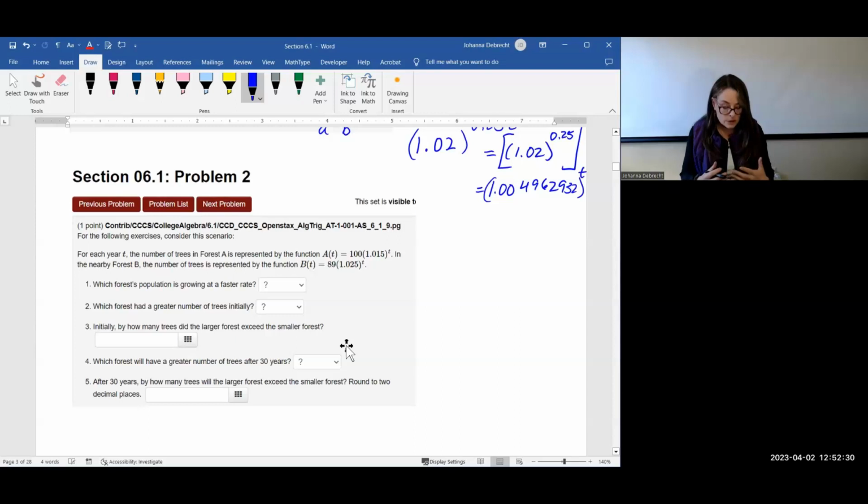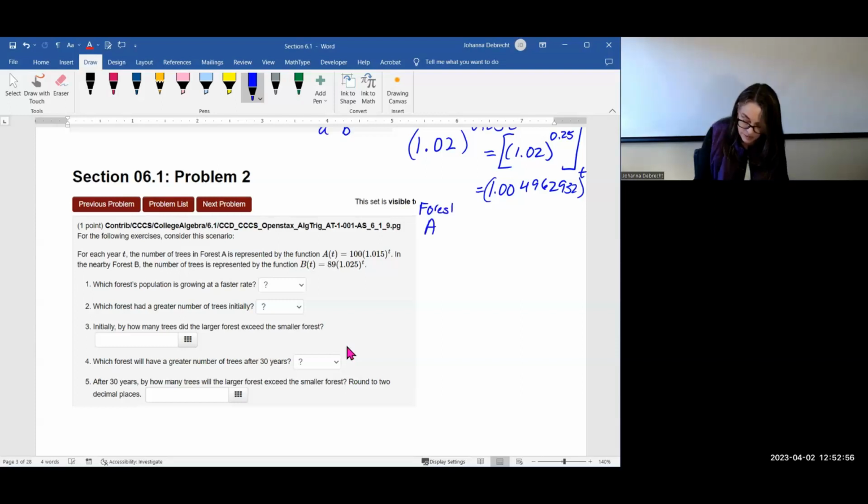We want to consider a situation where for each year t, the number of trees in forest A is represented by the function A of t equals 100 times 1.015^t. Now the 1.015, let's talk about what that means. All right, so when we look at this, we have forest A. And we have A of t equals 100 times 1.015 raised to the t.